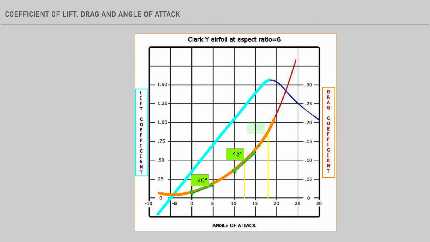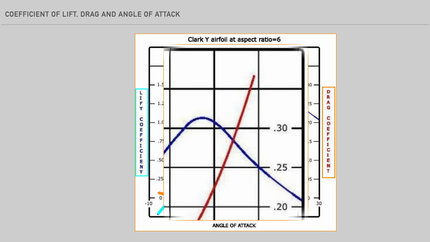As the critical angle of attack is exceeded, lift does not disappear, but rather falls off rapidly while drag continues to increase. The point at which the wing can no longer produce enough lift to counteract the weight of the plane is called the critical angle of attack.